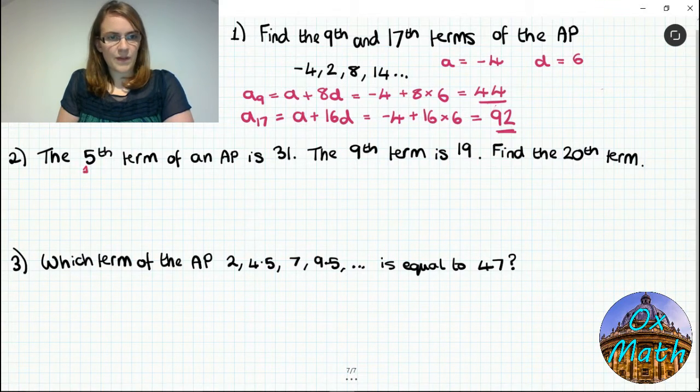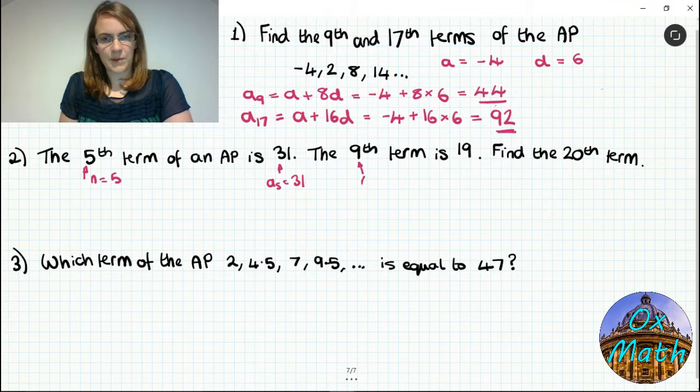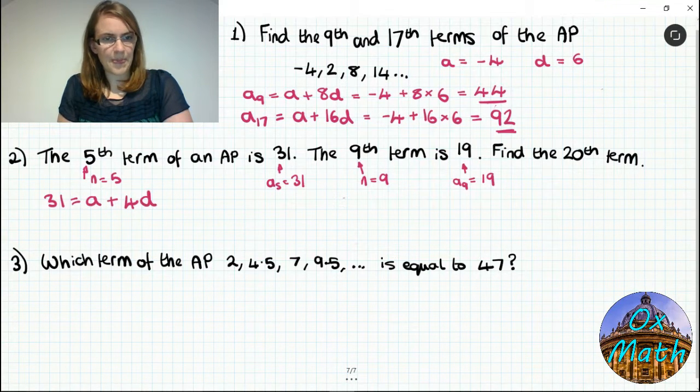term. So our 5th term tells us that when n equals 5, the term number a5 is equal to 31, and the 9th term, so when n equals 9, a9, the 9th term is equal to 19. So we can put this into two equations. So we know that our 5th term 31 is actually equal to a plus 4 lots of d, and our 9th term 19 is actually equal to a plus 8 lots of d.